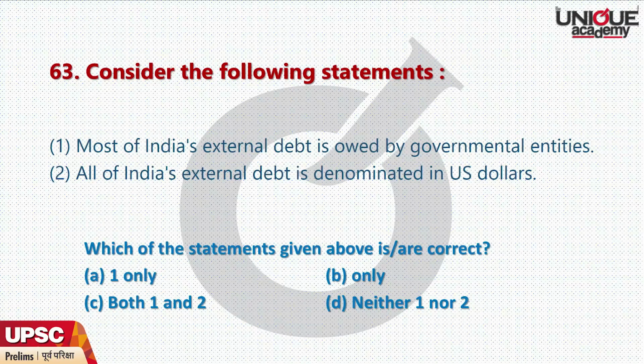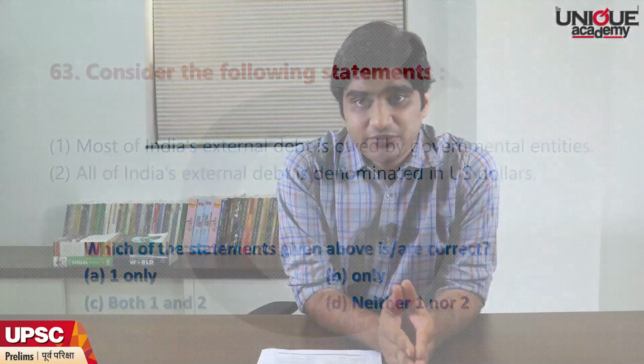Okay, so coming to question number 63. There are 2 statements. The first of which says most of India's external debt is owned by government entities. Now you need to know one thing, that India has a total debt outstanding of around $520 billion or something like that. A little above $520 billion.